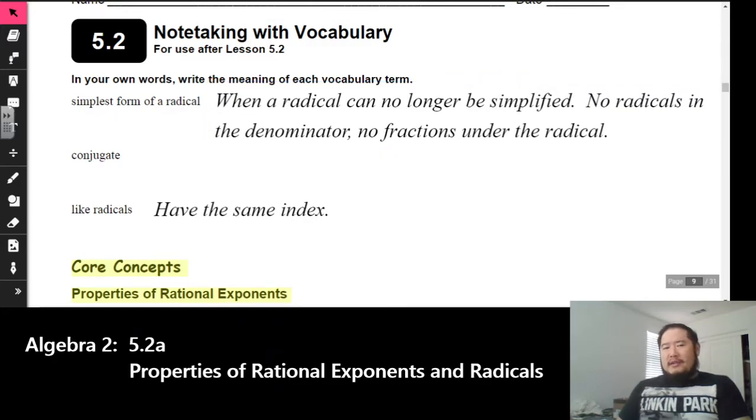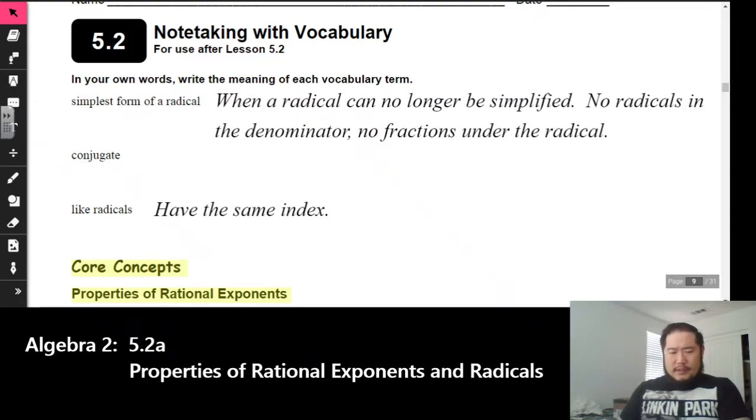We talked about like terms ever since the beginning of algebra. And so this is about like radicals. And how do I know if radicals are like? It says that they have the same index. So in order for us to add and subtract radicals together, the index must be the same.